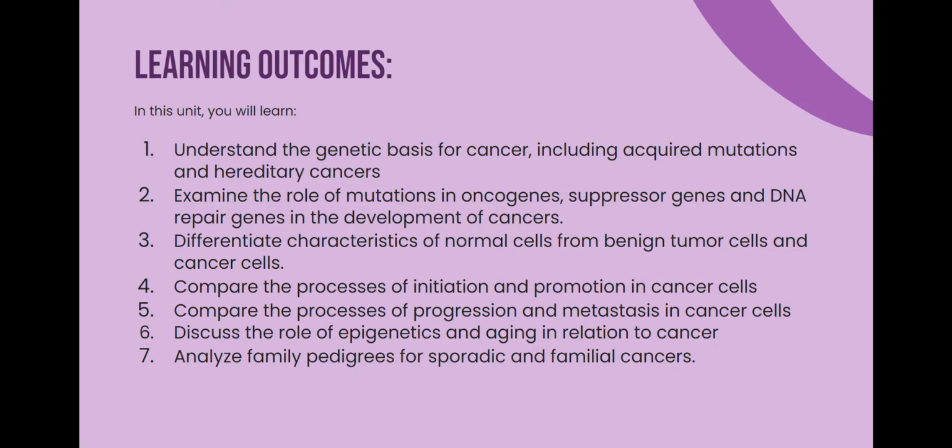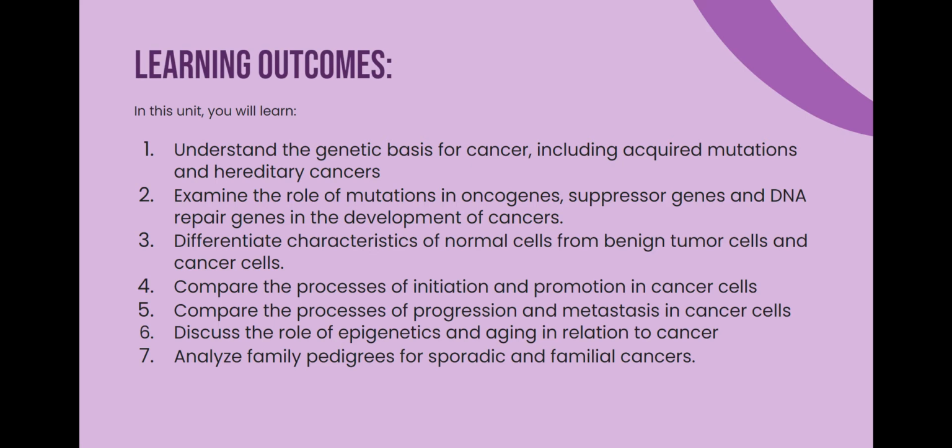In this unit, we're going to understand the genetic basis for cancer. That includes both acquired mutations in the somatic cells and hereditary cancers that are in the germline and get passed from one generation to another. We'll examine the role of mutations in oncogenes. Those are the accelerator genes that tell the cell to make more copies, suppressor genes that silence that process, and DNA repair genes that identify defective cells and target them for cell death. Mutations in those genes are implicated in development of many cancers.